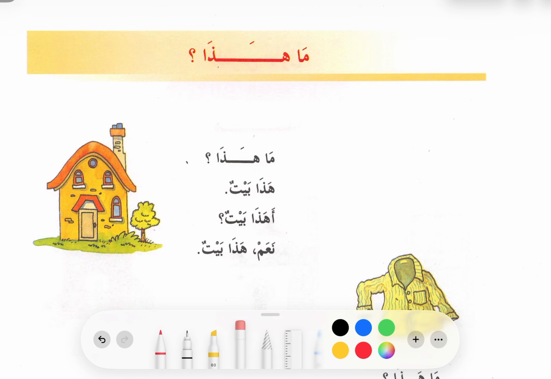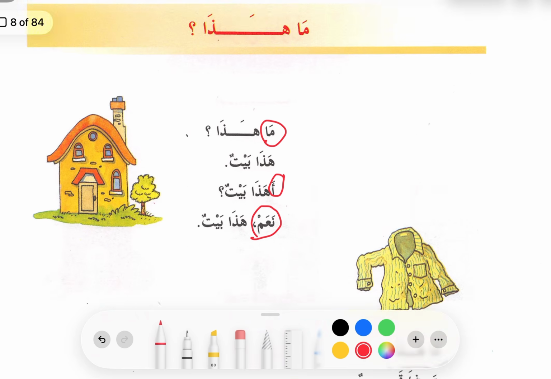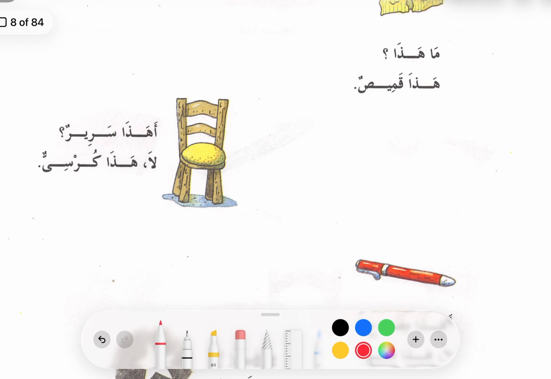Today, we will learn about the instruments of questioning. Here we learn two. One is ma. The other is a hamza. And then we also learn the instruments of jawab, answering, which are na'am and also la.